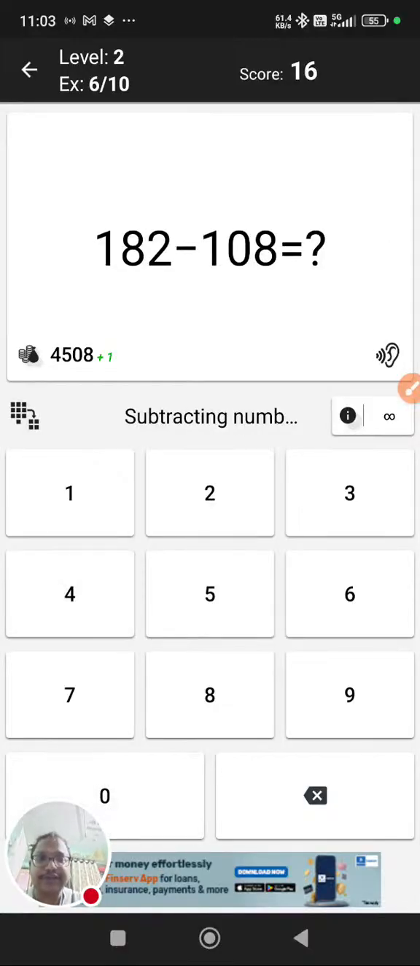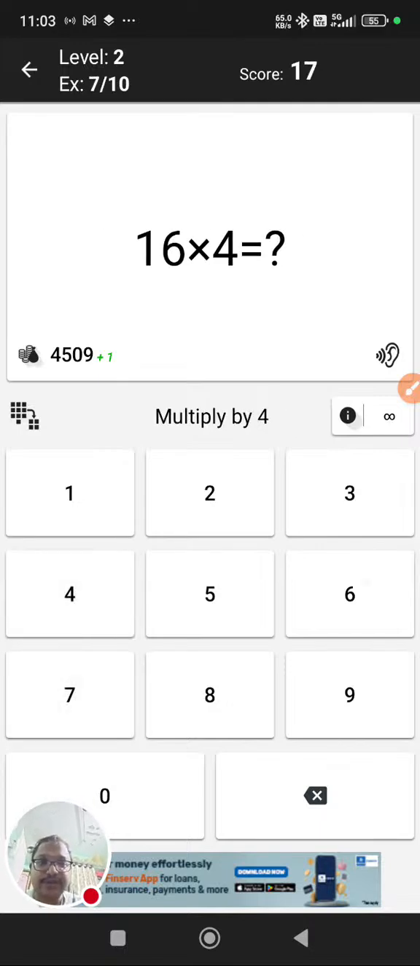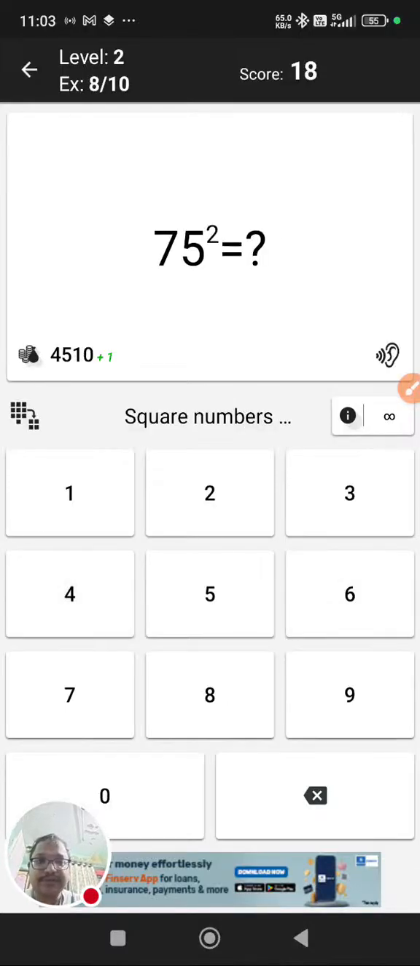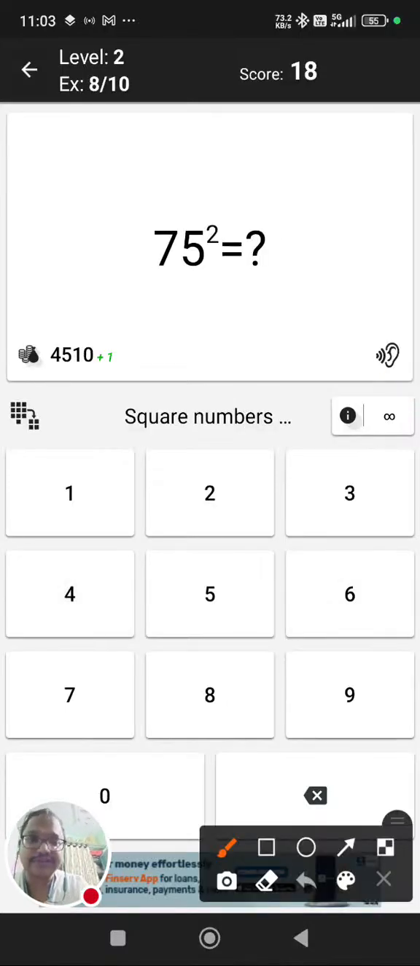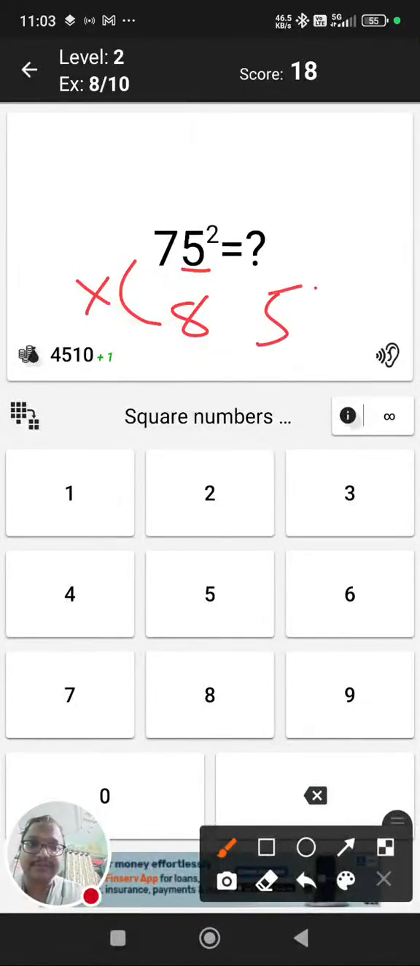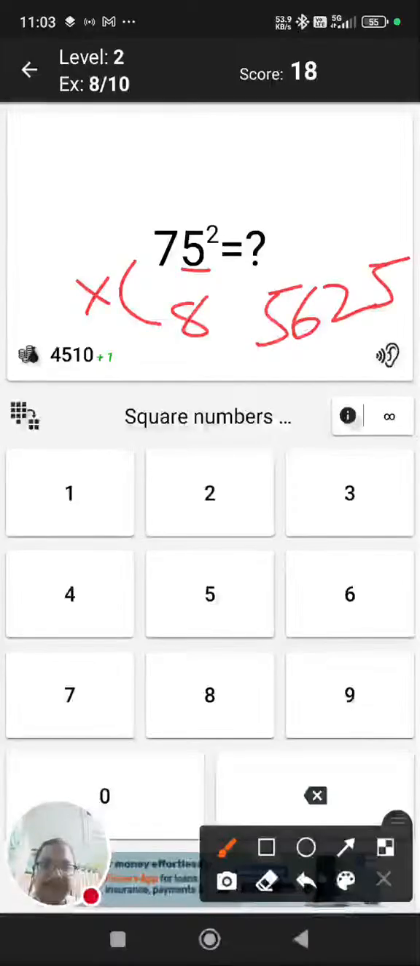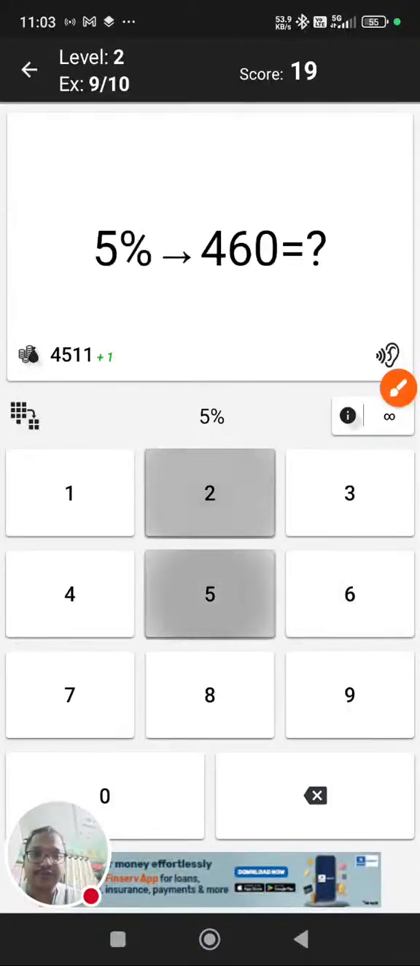Next one, 182 minus 108, answer for this one will be 74. 16 4 times, which will be 64. 75 square, I already told you about the unit digit 5 square. What we do is the next number, which is 8. 7 into 8 times, which will be 56, and 5 square value, which is 25. So the answer for this one will be 5625.